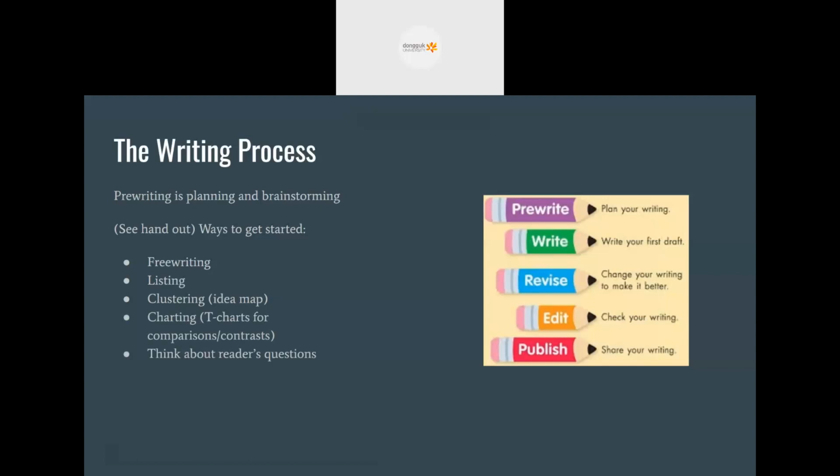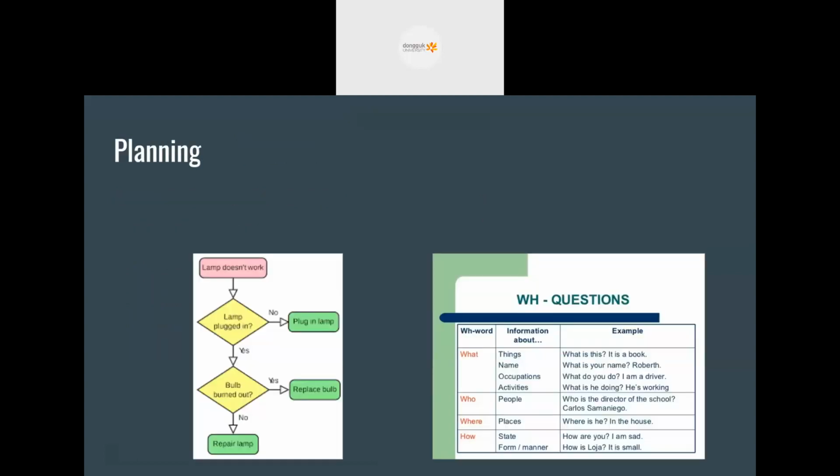Also, you can think about your readers' questions, especially WH questions, like who, what, when, where, why. Your reader might have some who, what, when, where, why questions. Okay, so I will explain these in more detail. So, planning.